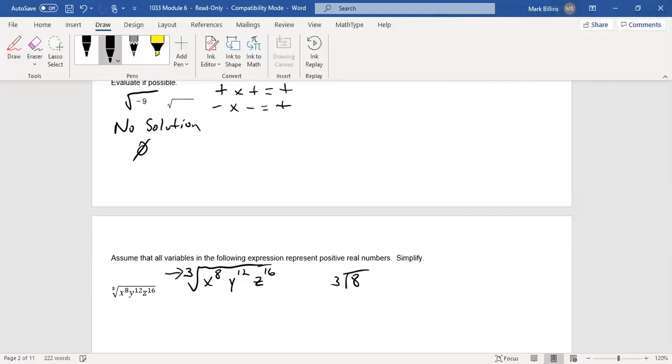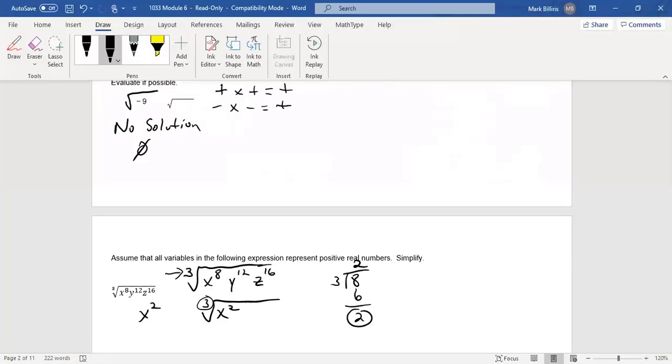In this case, the index is 3. So 3 goes into 8 2 times with a remainder of 2. So that means I can take out 2 factors of x, but I had a remainder, so that means 2 still remain underneath the radical sign. Important that you put the index back in as part of your answer.